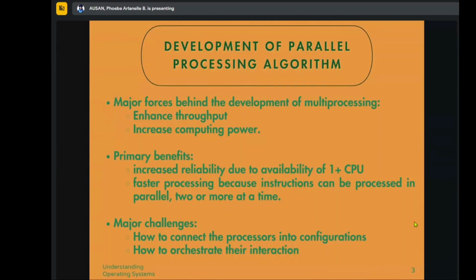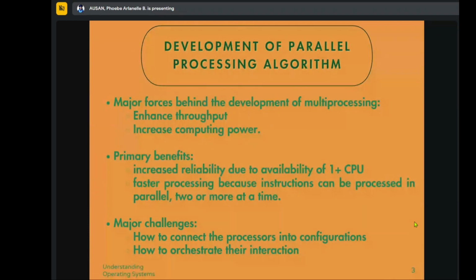Next slide. Development of parallel processing algorithms. The major forces behind the development of multiprocessing are enhanced throughput and increased computing power. The primary benefits are increased reliability due to the availability of one or more CPUs, and faster processing because instructions can be processed in parallel, two or more at the same time. The major challenges are how to connect the processors into a configuration and how to orchestrate their interaction. Overall, parallel processing algorithms and techniques are important for efficiently handling large-scale computational problems in a variety of fields, including scientific computing, data analytics, and machine learning.